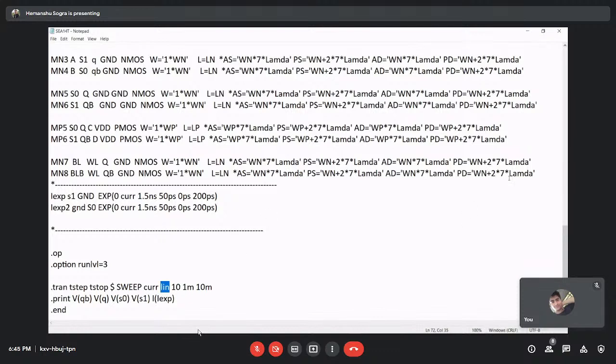This print command is for, if you see the lis file, you will find the values of those nodes there. It prints the values of those nodes.